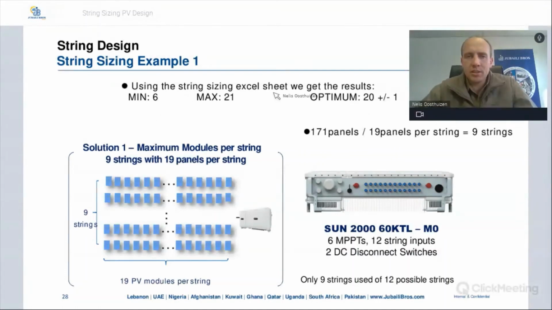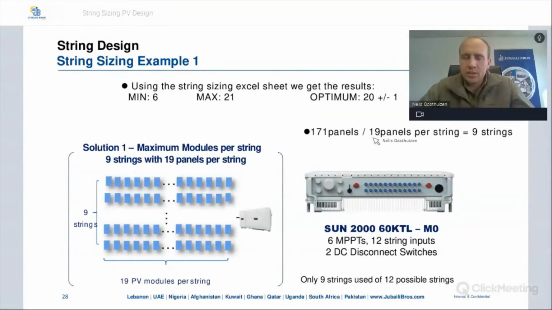So using the string sizing Excel sheet, that's the Jubaili Bros one, and if we inserted all the module details, it gave us a minimum of 6 modules per string, a maximum of 21 modules per string, with the optimum being 20 plus minus 1. So in the previous slide, if we used a DC to AC ratio of 1.3, it calculated it to be 173 and a third of a panel, but then obviously we can't do a third. But the optimum range, according to the string size, is 20 plus minus 1.